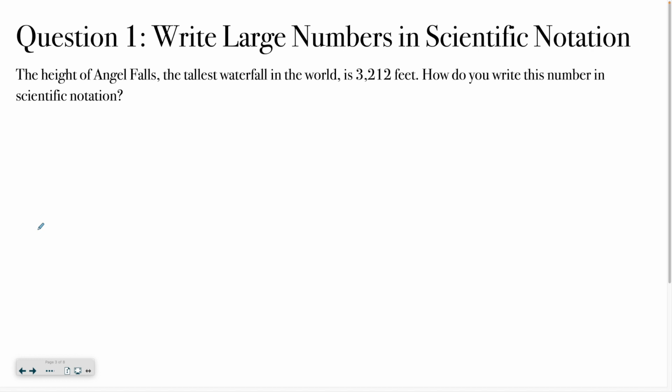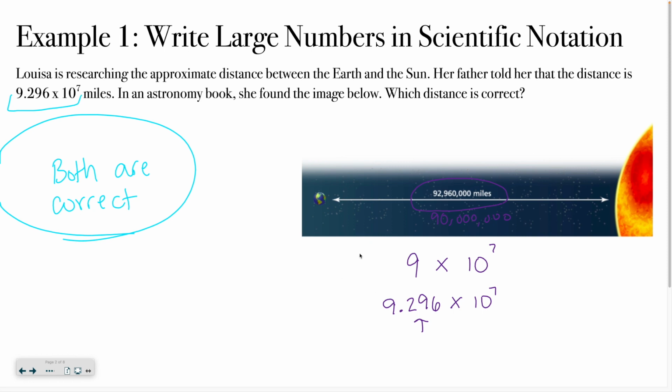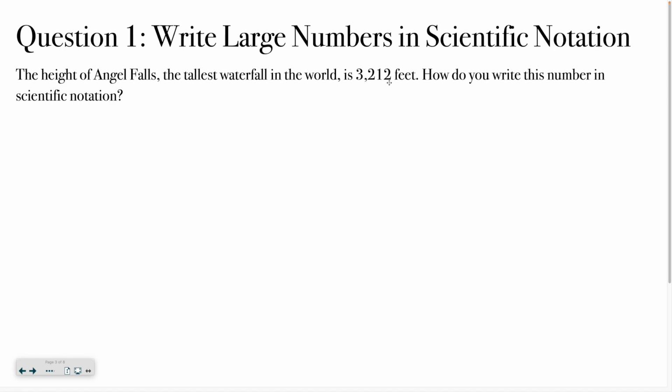Now what I want you to do: the height of Angel Falls, the tallest waterfall in the world, is 3,212 feet. How would you write this number in scientific notation? Think about what we did yesterday. Take a look at how I connected yesterday to today, and I want you to do that with this number, 3,212. Good luck.